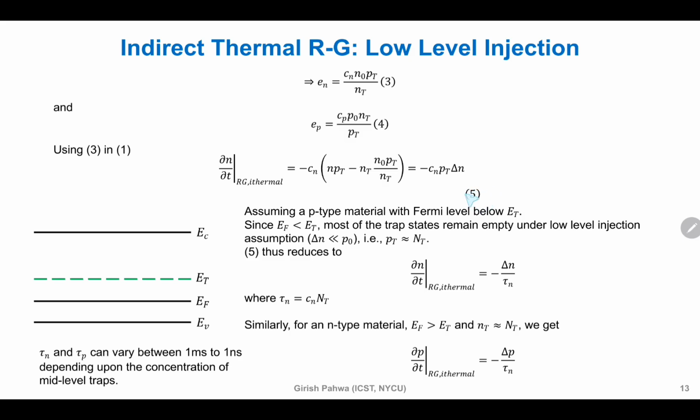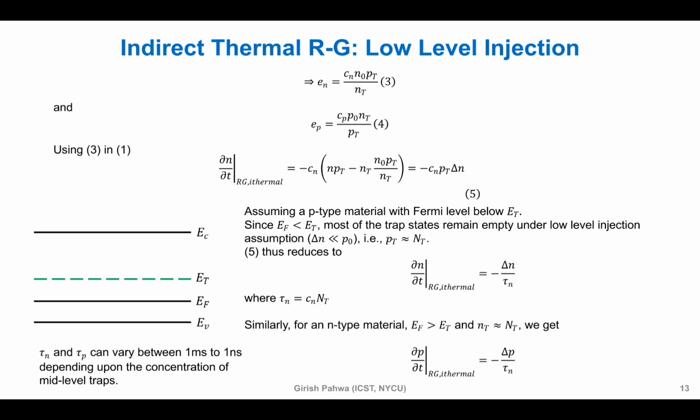Okay, now PT is approximately equal to NT. Now look at 5. So this PT, I can replace with NT. So what do I get? I get del n by del t, the net rate of change of electron concentration in a p-type material because of the indirect thermal recombination, equals minus delta n by tau n. The inverse of this thing I have written as tau n. Tau n equals Cn into NT, because PT is approximately equal to NT. So this is again some kind of a minority carrier lifetime, but the process is different.